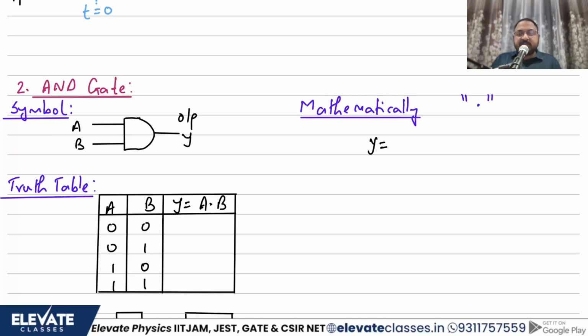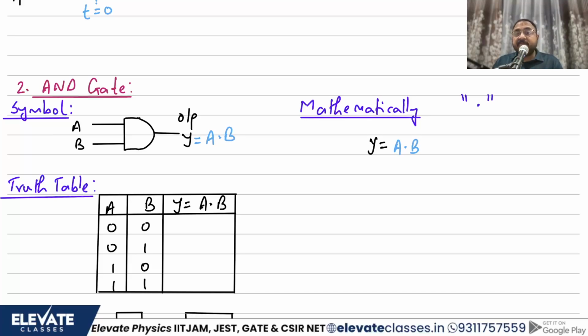So first of all, the symbol. I think you must know it from your school level. If not, this is the symbol. You have two inputs. From the AND gate onwards, we'll have gates with a minimum of 2 inputs. You have A and B as your inputs. Then there is this D kind of shape, which is your AND gate, and you have an output Y. Mathematically, the AND gate is represented by a dot. So Y is equal to A dot B. If my inputs were A and B, my output will be A dot B.